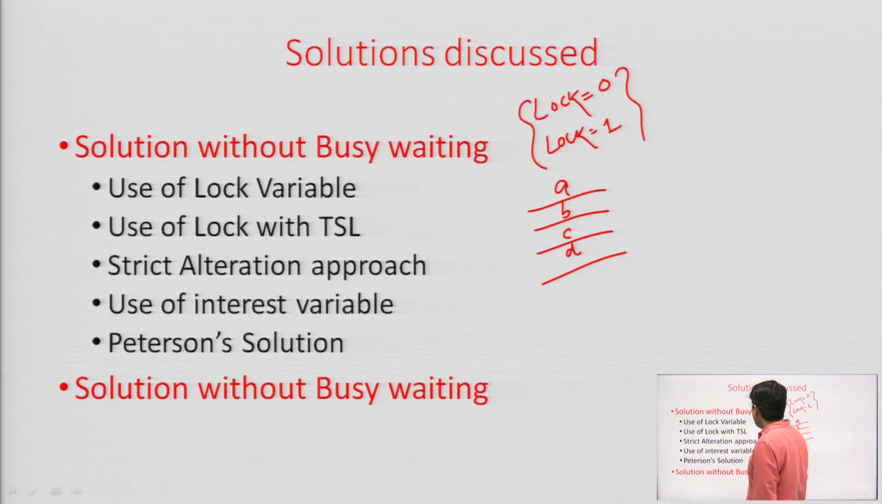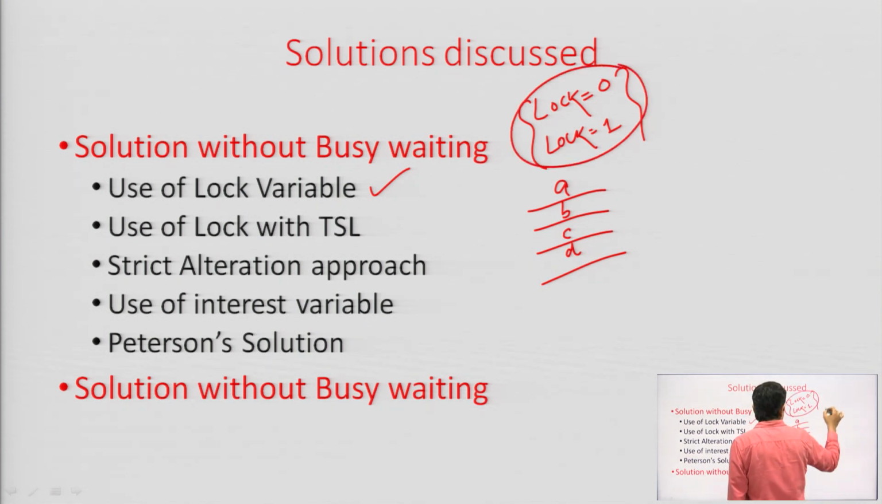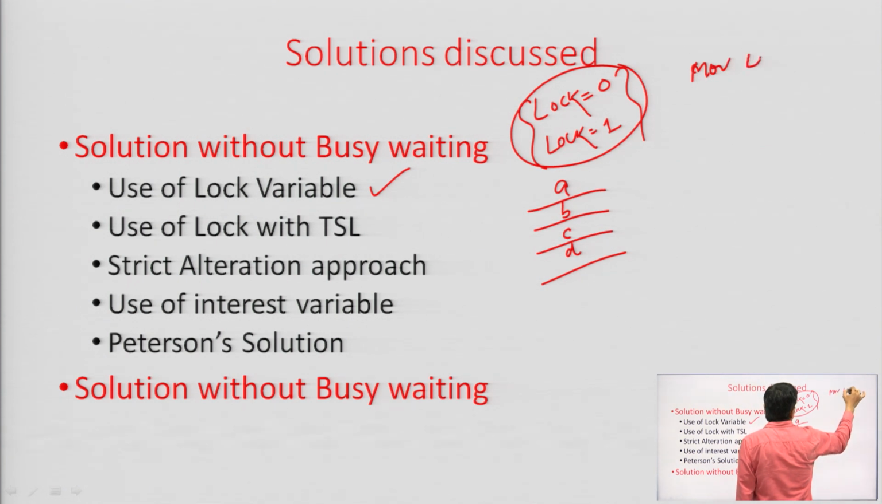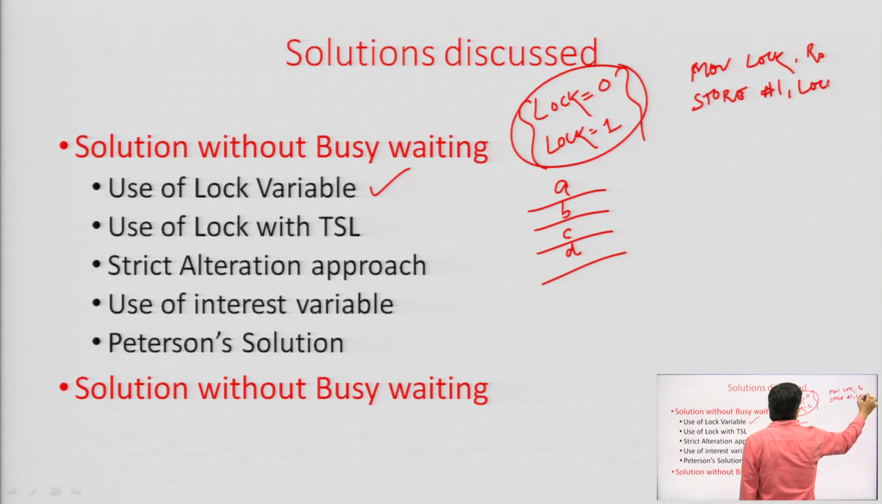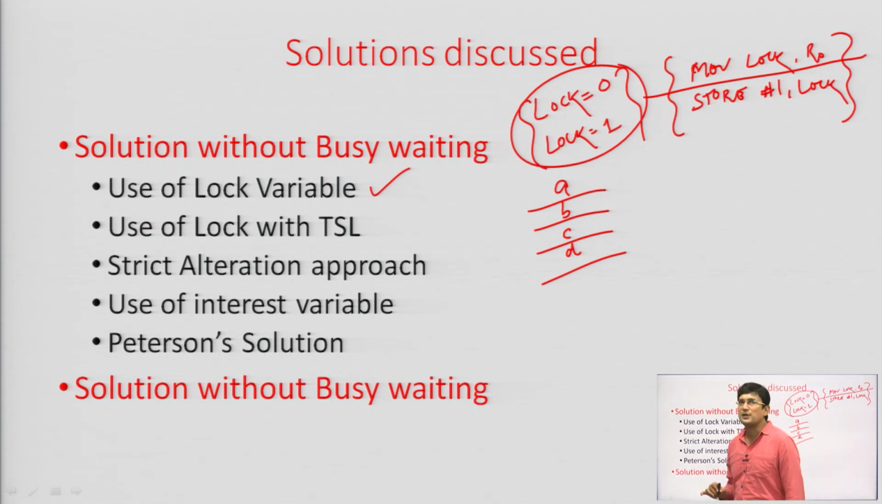So, the lock variables, yes, are not able to provide mutual exclusion in case preemption is allowed in between. If we expand this code and allow the statements to be like this, let us say moving the content of the lock into some R0 register, and then setting the value 1 in the lock, in case the preemption is allowed in between these two statements, we cannot achieve mutual exclusion.